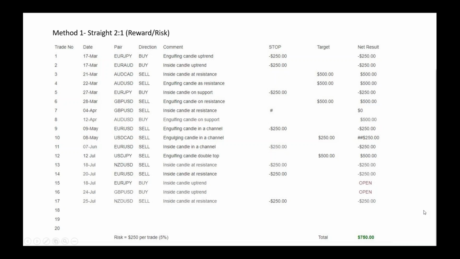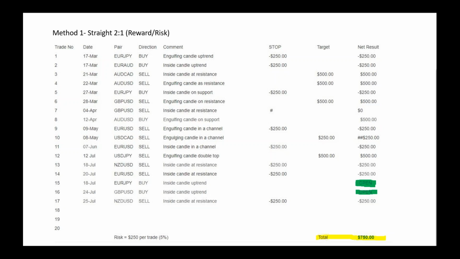And currently right now, based on the method where I'm just trading a straight out 2-to-1, I have 2 open positions on the euro yen and the pound USD, and my current result, which doesn't include these 2 open positions because we don't know what the result is there, I'm at plus 750 on that $5,000 account balance.